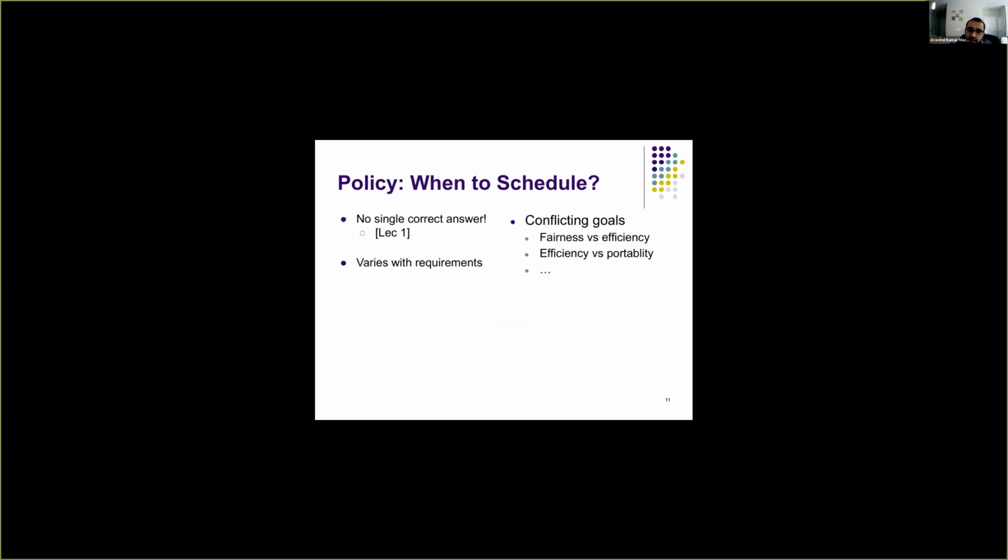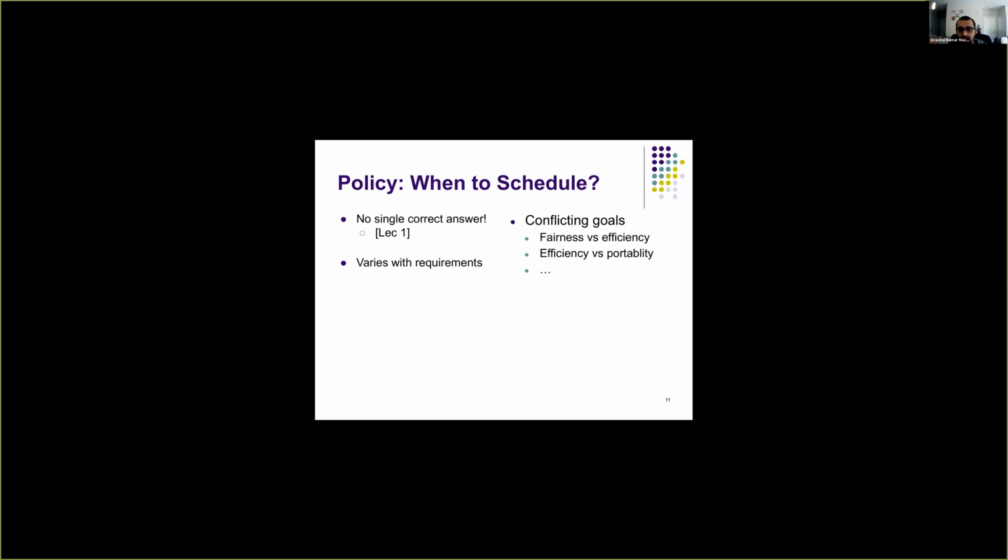So when to do it? This is when things become really tricky. There is no single answer. There is no single policy or single way in which it can be done efficiently, because there could be conflicting goals. For instance, depending on how we want our operating system to behave, the scheduling decisions could vary.